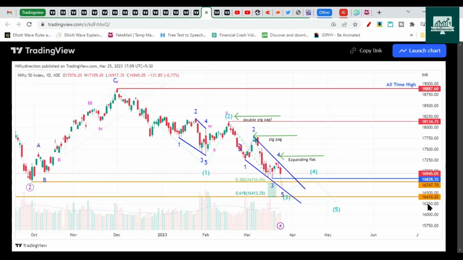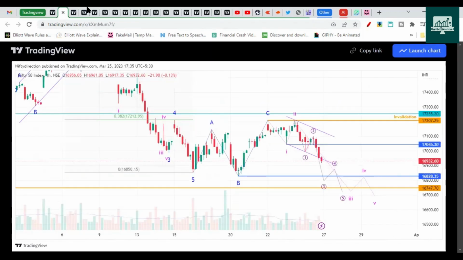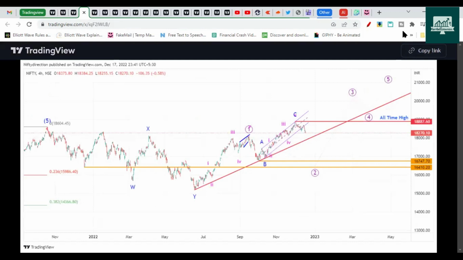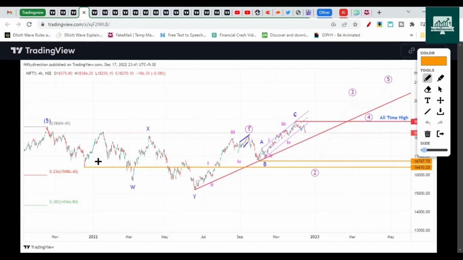So the max expected level that we explained earlier is somewhere near 16,400, right? So that is the major support. So 16,400, yeah. So this is the major support. So hence we mentioned that Nifty could come towards this 16,400 like this, and then bounce back. So this was our earlier target.